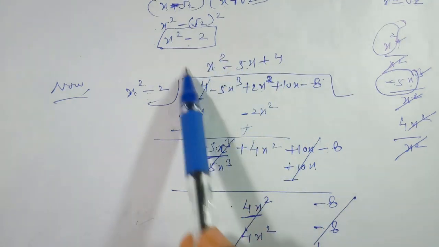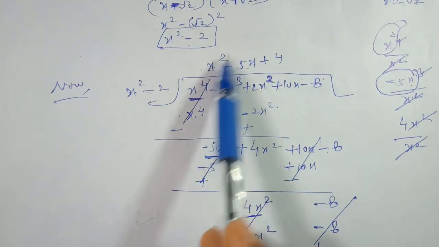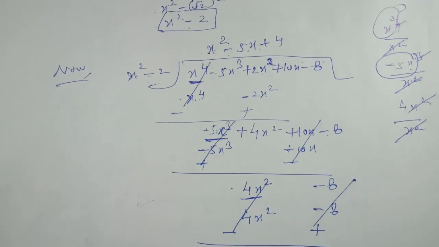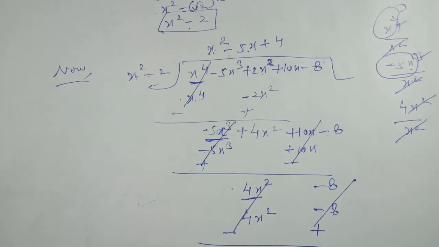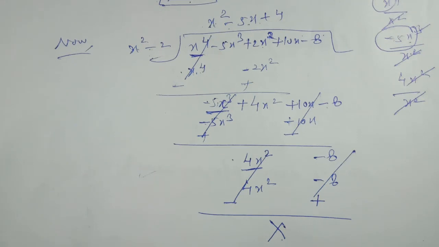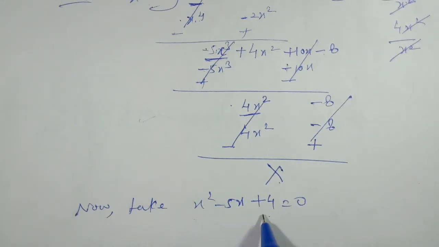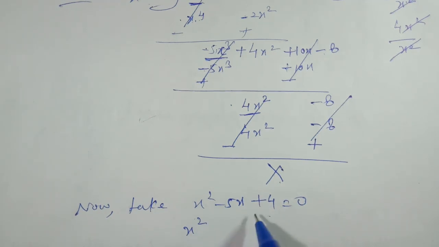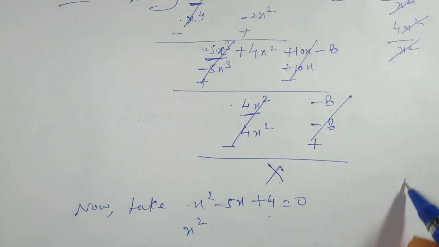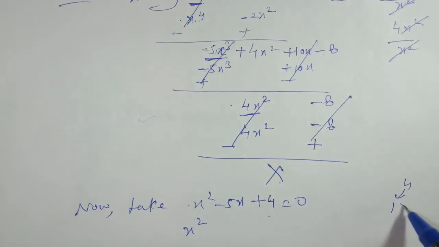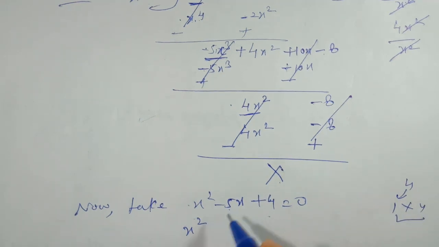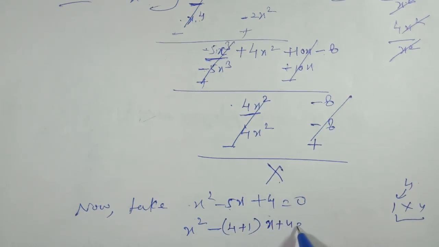Now we have the quadratic polynomial. This quadratic polynomial is to be factorized to get the other zeros. Now again we have to take x square minus 5x plus 4 equal to 0. By splitting the middle term, we have to find the other zeros. So 4 into 1 will give 4. The factors of 4, we can take 1 into 4. 1 plus 4 will give 5. So we can write over here 4 plus 1, 5x plus 4 equal to 0.